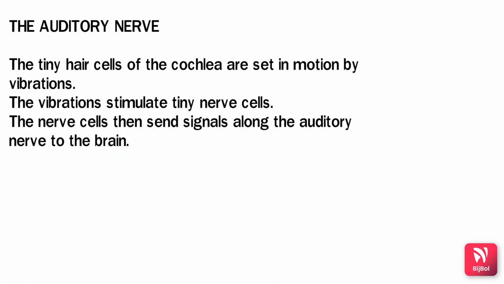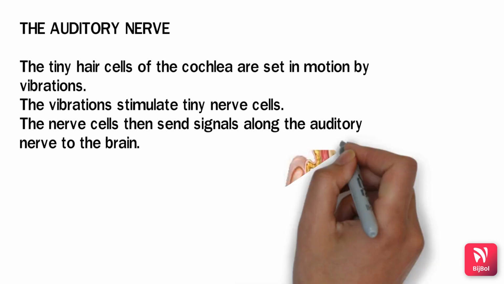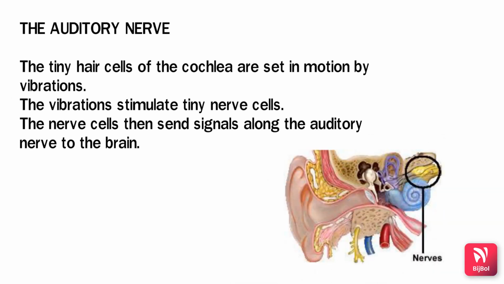Next is the auditory nerve. The tiny hair cells of the cochlea are set in motion by vibrations. These vibrations stimulate tiny nerve cells. The nerve cells then signal along the auditory nerve to the brain. What does the auditory nerve do? It sends signals to the brain. In this diagram, the black color demarcation is the auditory nerve.